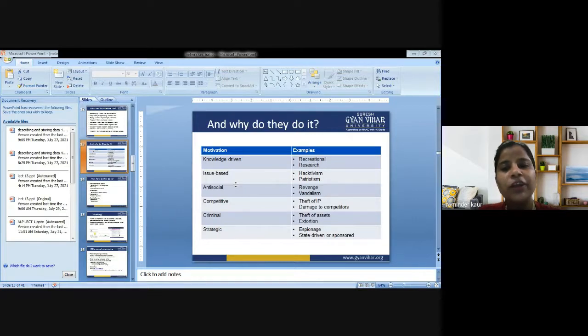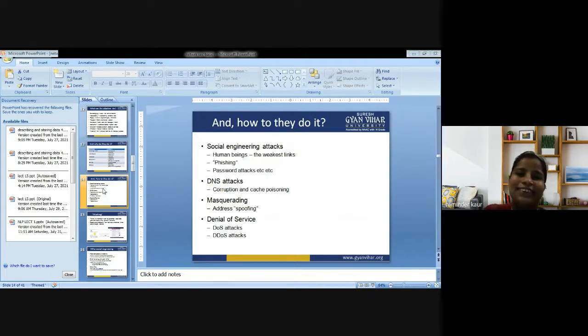Strategic, espionage or state driven or sponsored. So these are the types of motivations that drive the hacker towards their particular goals, and these goals are given here. If they are knowledge driven, they could be concerned with recreation, it could be their hobby or it could be related to their research. If it is issue based, then activism and patriotism. If it is anti-social, then it is concerned with revenge and vandalism. Next, if it is competitive, then theft of IP or damage to computers. Then criminal, which is concerned with the theft of assets. If it is strategic, where a strategy is followed, then it is state driven or sponsored.